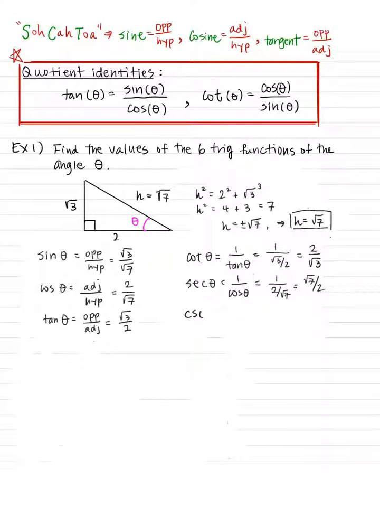And cosecant of theta, using the reciprocal identities, is 1 over sine of theta, which is 1 over root 3 over root 7. So this is root 7. Oh my gosh, that's a 7 over root 3. And there you have it. So those are all the 6 trig functions of the angle theta. So let me just box that for the final answers.